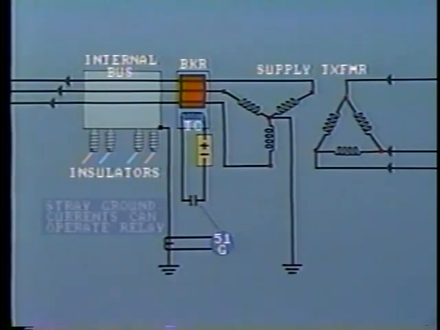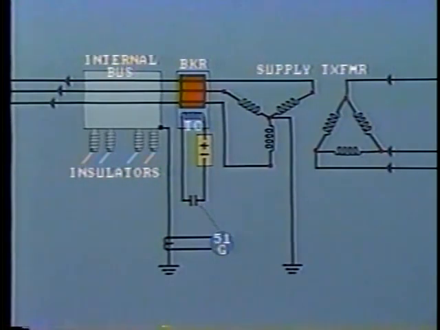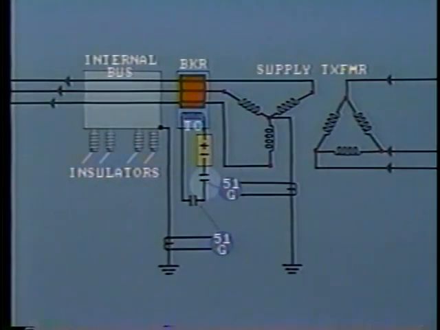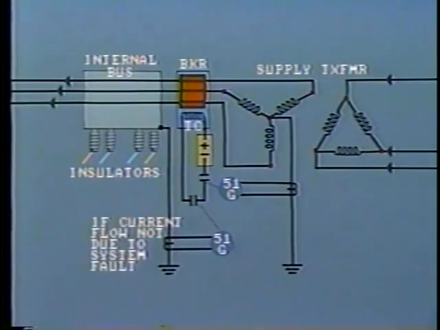One problem with this method is that stray ground currents can cause inadvertent operation of the relay. One way to avoid this is by fitting a supervisory contact in the overcurrent relay tripping circuit. The supervisory relay is controlled by a CT in the system neutral ground. If the ground current through the CT is not due to a system fault, then there will be no flow of current in the system neutral, and the supervisory contact will be held open.